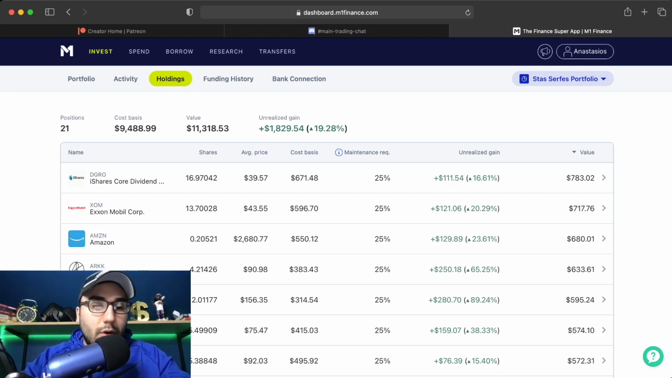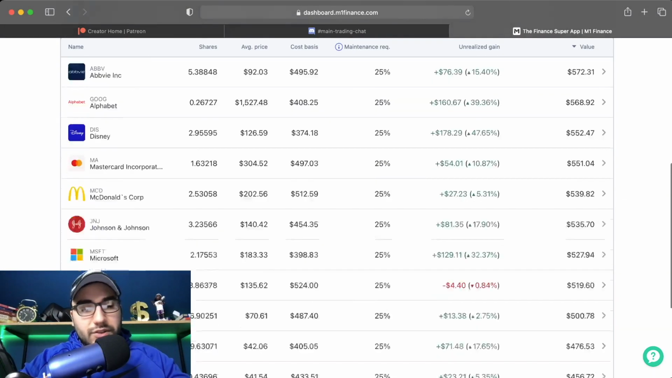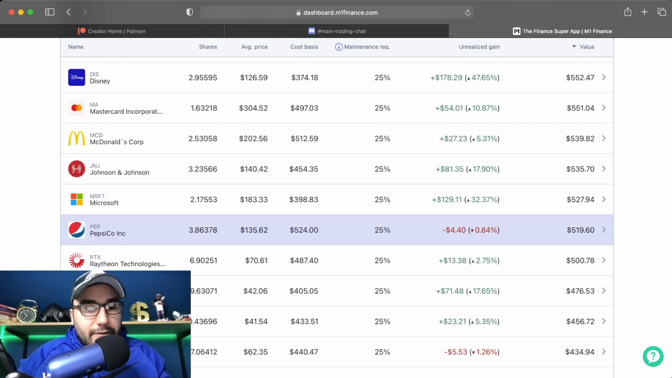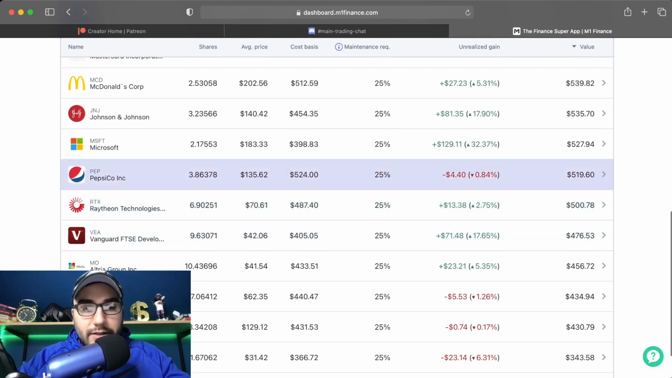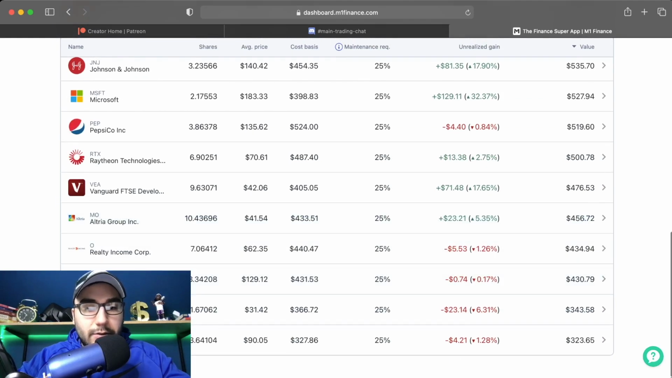I want to slowly maybe scale out of a couple of these positions and trim it to 15 positions, maybe 12, and that's going to come with time as the portfolio gets a little bit bigger. We'll see. I might not even do that. I might keep it at 15 to 20 positions. Who knows?